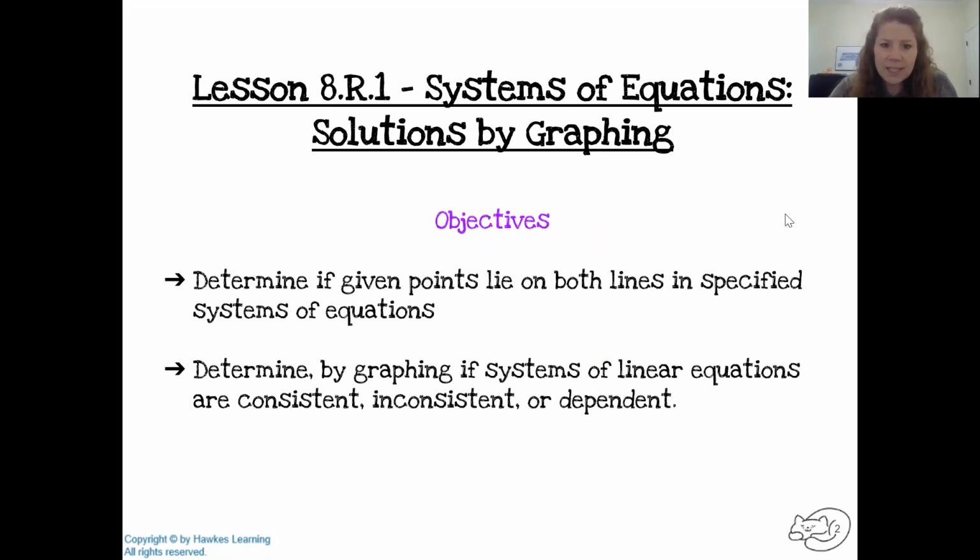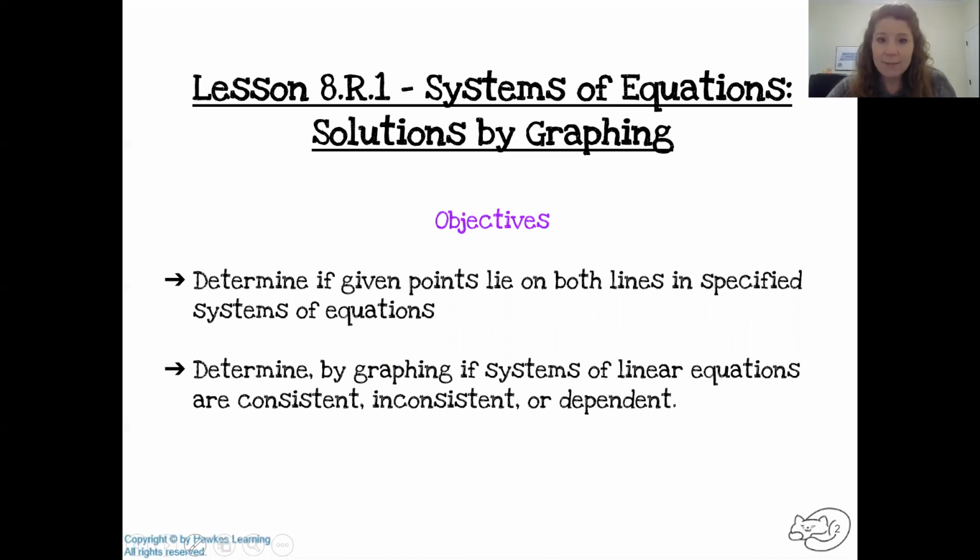It says determine if points lie on both lines in specified systems of equations. Determine by graphing if systems of linear equations are consistent, inconsistent, or dependent. So when we solve these, we're either going to find out that they have one solution, which means they intersect one time, and we use the word consistent. Inconsistent means that they will never intersect.